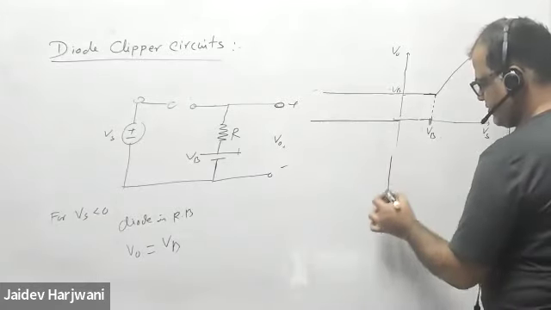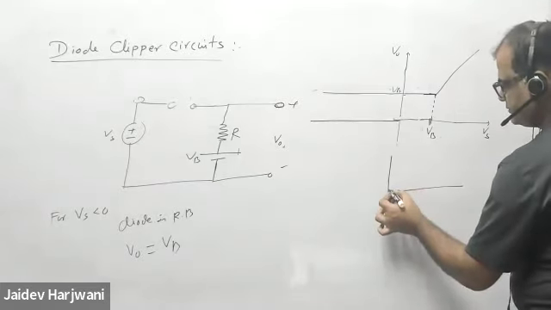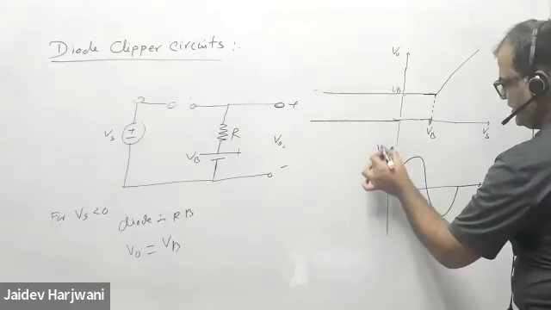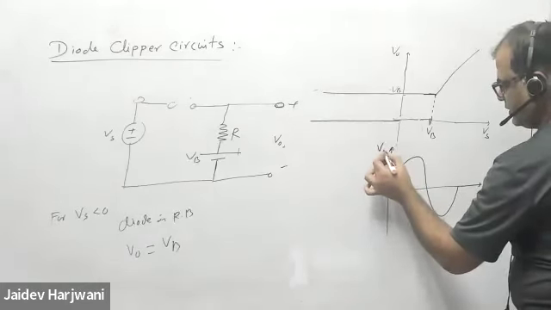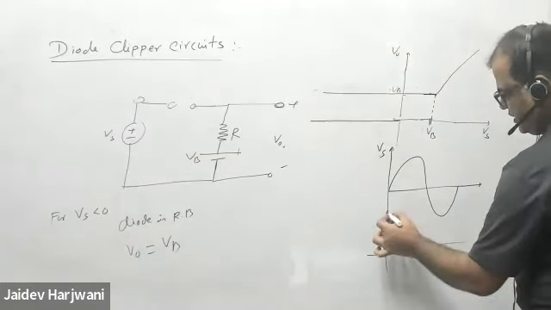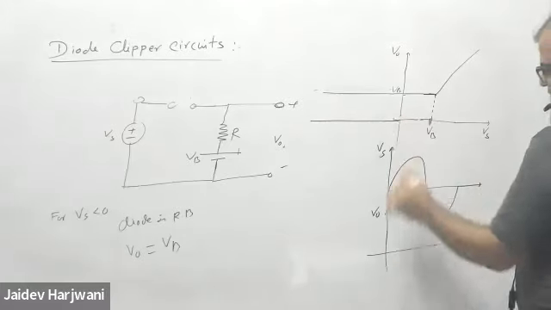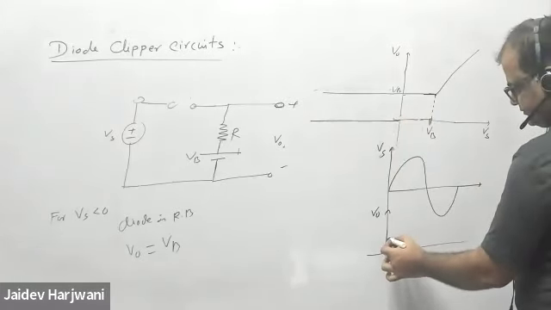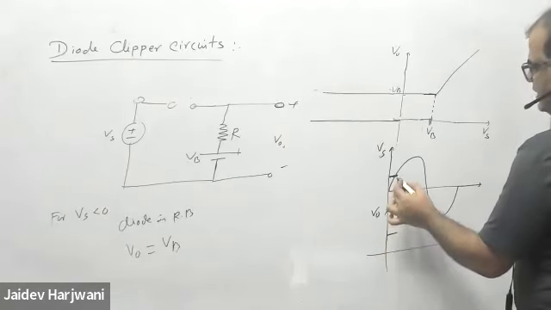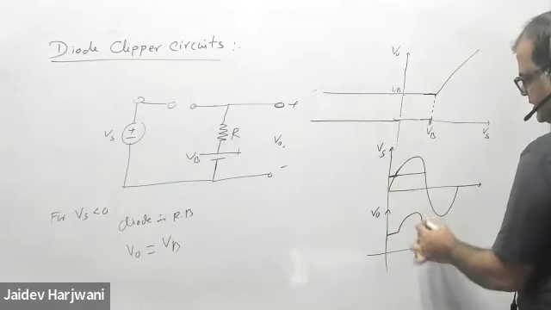If it is a sine wave, this is my Vs, and I want to plot V naught. Up to VB, I'll get VB. After that, I'll get it as it is.